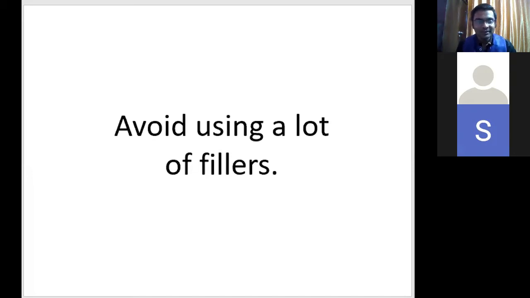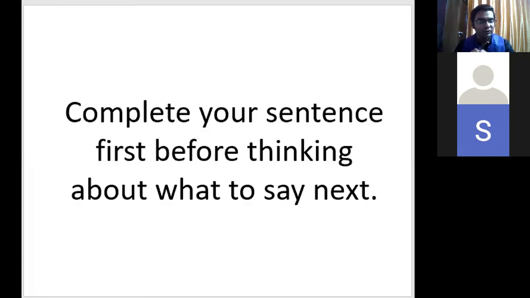Avoid using a lot of fillers. This is the technique. Let's move ahead. The next one is, yes, the most important point. Complete your sentence first before thinking about what to say next. What happens is that when we speak faster, or when we tend to get stressed, we try to make sentence after sentence without completing the first sentence. Please avoid it. That is why we always say speak slowly, because when you speak slowly, you make complete sentences. You do not have to jump from one sentence to another. That is the problem we have when it comes to speaking.